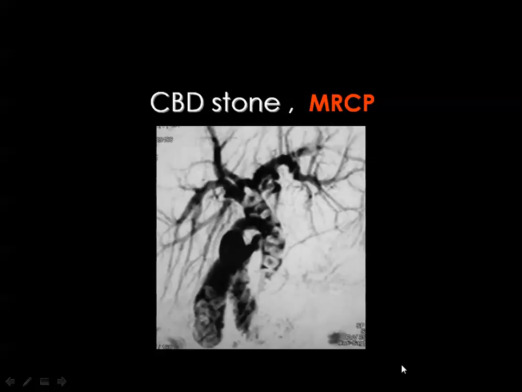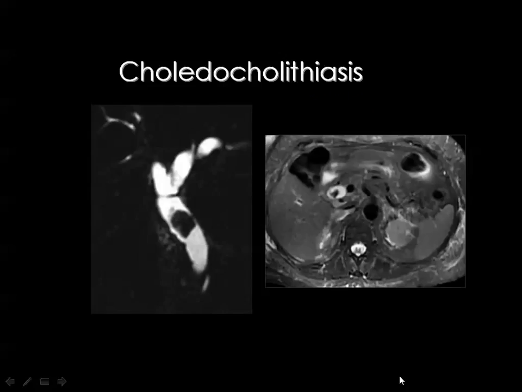MRCP is one of the non-invasive tools used for evaluation of the biliary system, especially the common bile duct and the intrahepatic biliary radicals. Here you can see multiple calculi in the common bile duct and also calculi in the gallbladder. And this is MRCP showing a big stone in the middle part of the common bile duct, and you see this is the common bile duct in T2 weighted image, and this is the low signal stone inside.